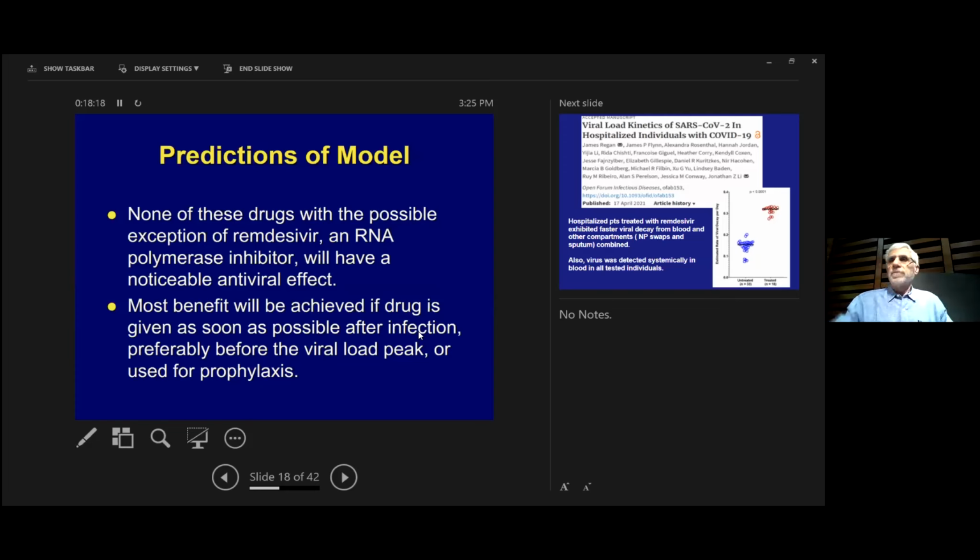And we also, let me just finish this one sentence. I don't want to show you this, but by simulation, it was very easy to show that the most benefit would be achieved if the drug is given as soon as possible after infection, preferably before the viral load peak. And that's because once you hit the viral load peak, the virus is coming down exponentially already, and adding a drug to reduce the virus further doesn't have very much effect, because also near the viral load peak, most of the target cells are already infected, which is why the viral load is dropping precipitously from that.